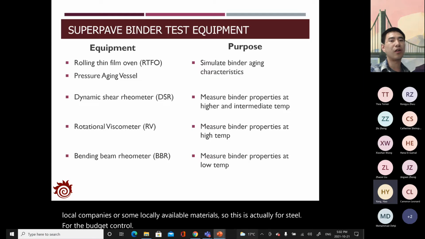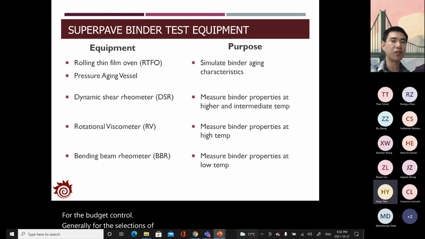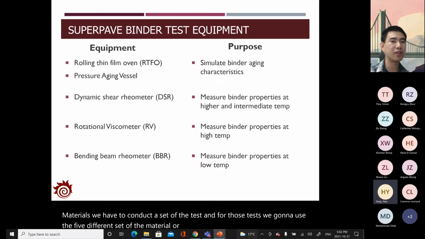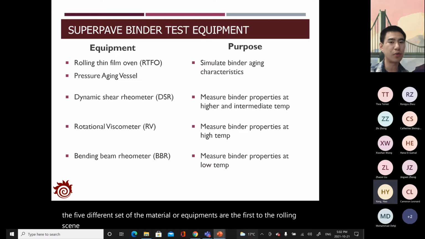Generally, for the selection of the SUPERPAVE materials, we have to conduct a set of tests, and for those tests, we're going to use 5 different pieces of equipment. The first two are the rolling thin film oven and the pressure aging vessel. These are trying to simulate the aging characteristics of the asphalt binder.